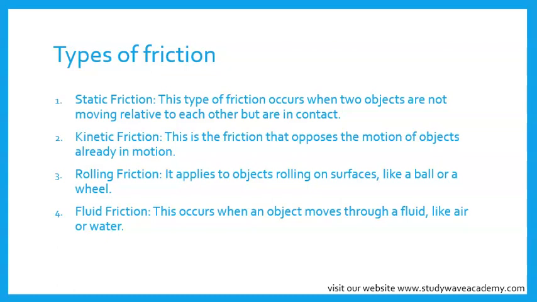Another type of friction we have is rolling friction. It applies to objects rolling on surfaces, like a ball or a wheel. Rolling friction is the resistance that occurs when an object rolls on a surface, just like a ball rolling on the ground. Do we understand? Rolling friction is like when you roll a ball or ride a bicycle. Okay?